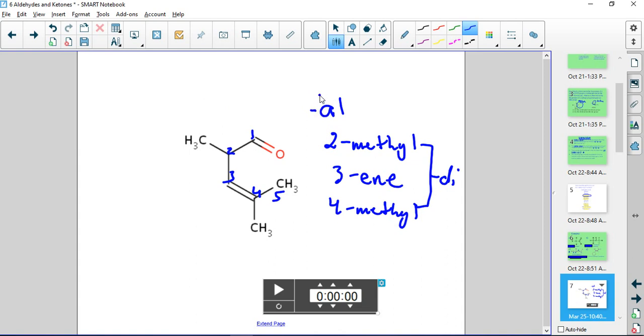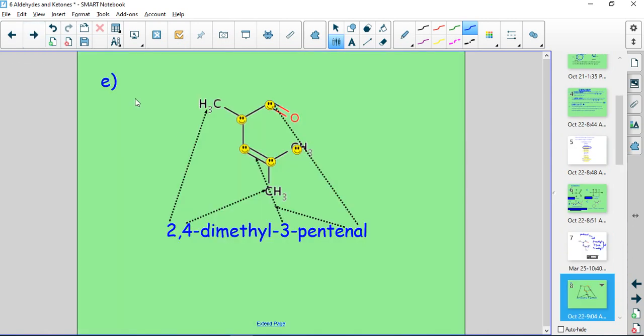Okay, so this will become, and it's not going to be -ane because there's a double bond, so pentenal. Where on the third carbon we have that -ene. Okay, so now that we've analyzed it, let's put it all together, and here's the answer. 2,4-dimethyl-3-pentenal. And these arrows point to the parts of the molecule that each of the parts of the name are referring to.